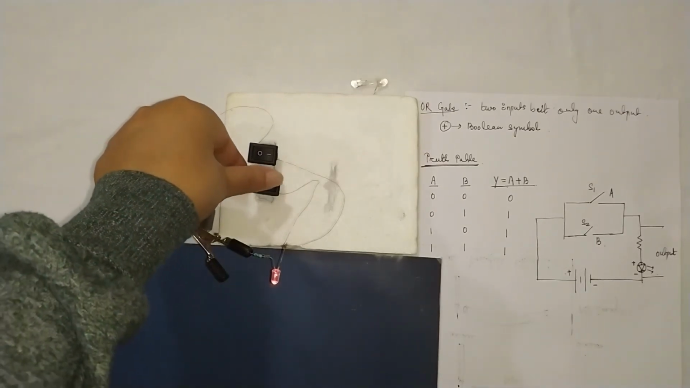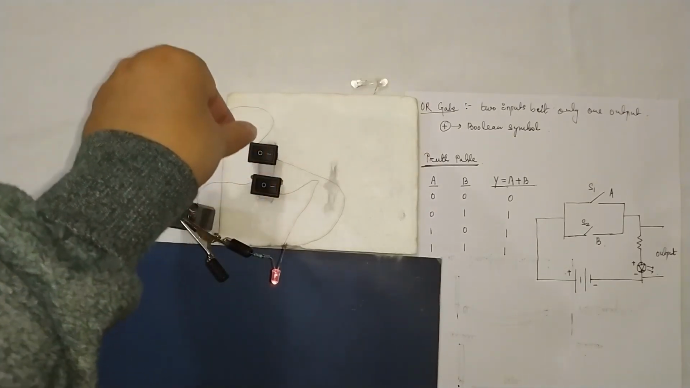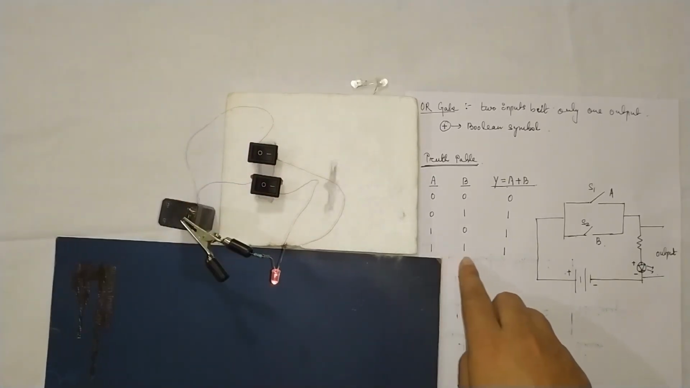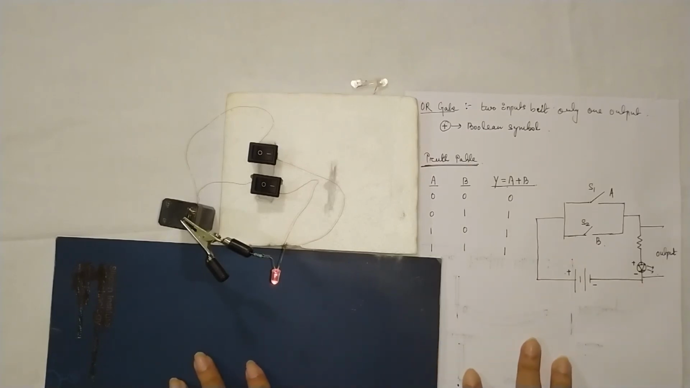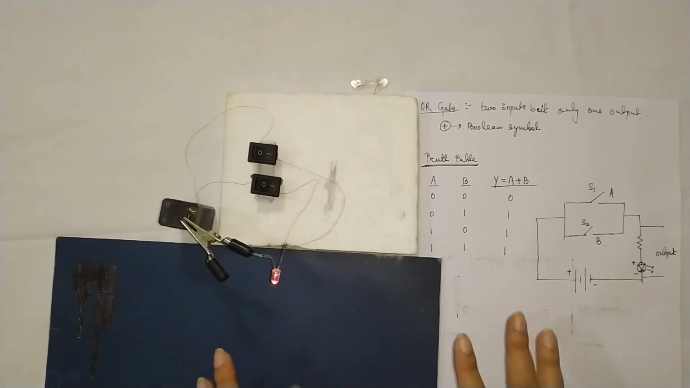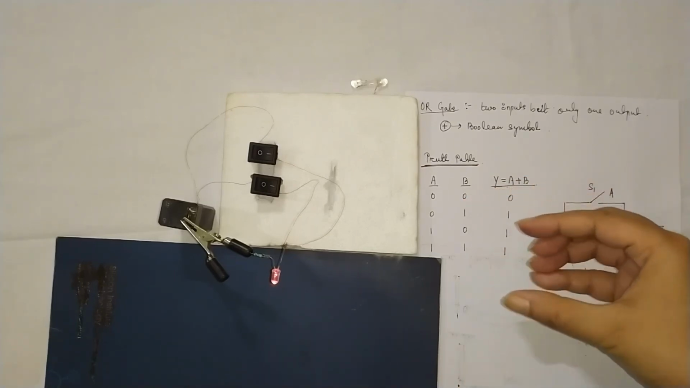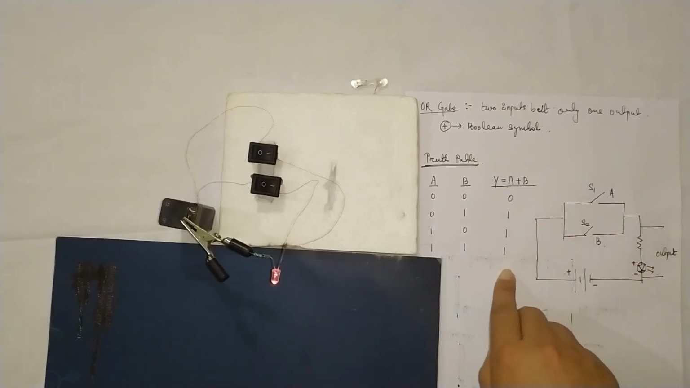And if both are on, that means both are at 1 and 1, then also the LED is glowing. So this is the experimental verification of the OR gate. I hope this is clear. That means if a particular condition is satisfied, then only we are going to get an output.